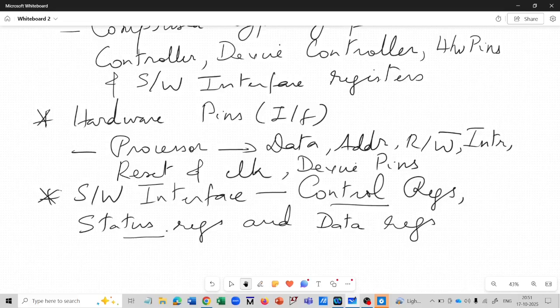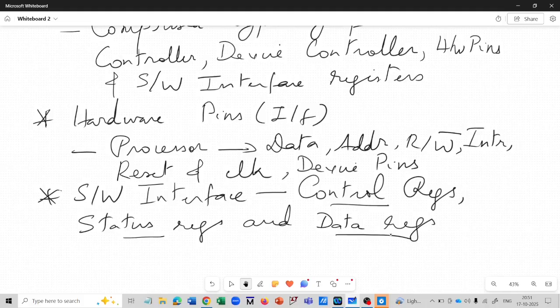The status register will indicate the status of a particular transaction that is initiated by the processor. Has this transaction completed successfully, or was there a failure of the transaction? So that the completion status will be indicated through the status register. And of course, we need data registers because all these transactions are initiated for reading or writing data from or to a device. So data registers are inevitably required.